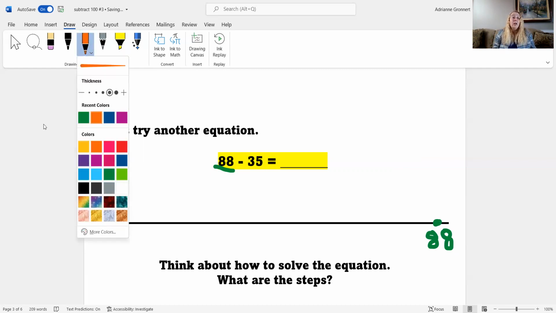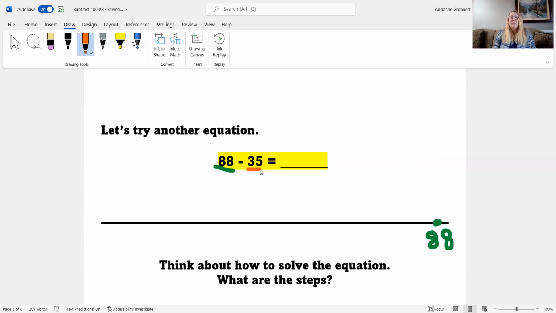Yes, I need to look at the subtrahend. It's 35. 35 has 3 tens. Yes. So I need to make 3 big jumps of 10 backward on the number line. Make sure you do this on your paper while I do it on the screen. 1, 2, 3. Yeah, I don't want to forget to mark that that's 10 so that I remember. Okay, now I need to count backwards by 10 to see where I landed.